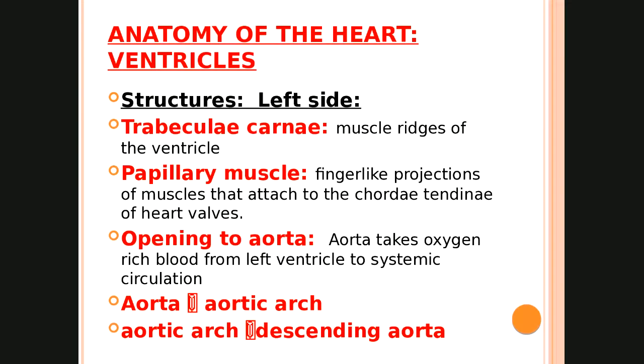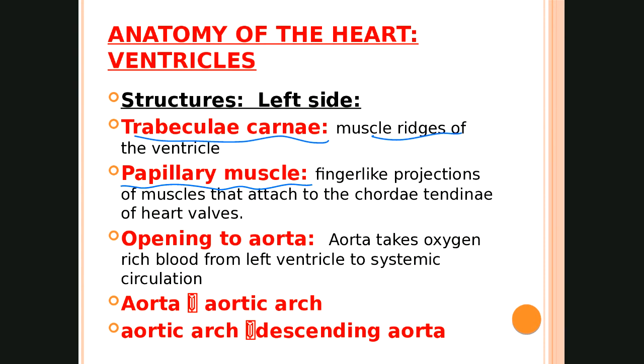On the left side, we're going to see much of the same structures. The left side also has the trabeculae carneae, which are the muscle ridges, the equivalent of the pectinated muscle in the atria. The left ventricle also has these finger-like projections of muscles called the papillary muscles.